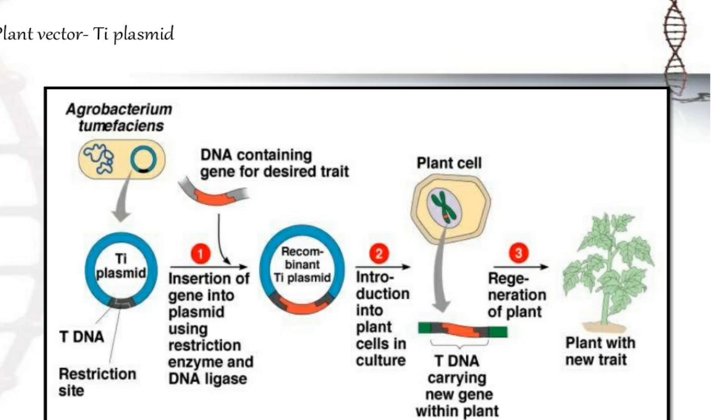See the diagrammatic representation of the plant vector, that is the Ti plasmid, and how it is transferred into the plant. Three steps are there. First is the insertion of the gene into the plasmid using restriction enzyme and DNA ligase. Second, introduction into plant cells in culture. And third, regeneration of plants with the new trait.